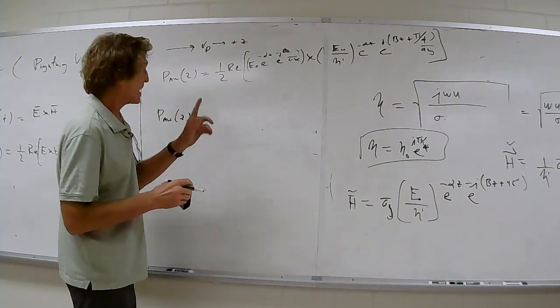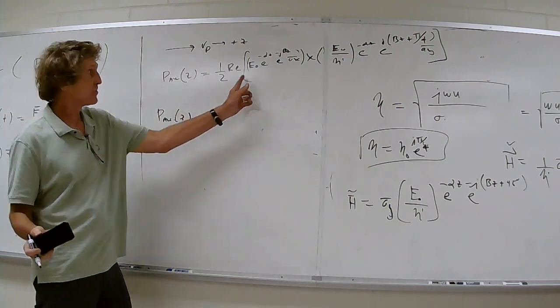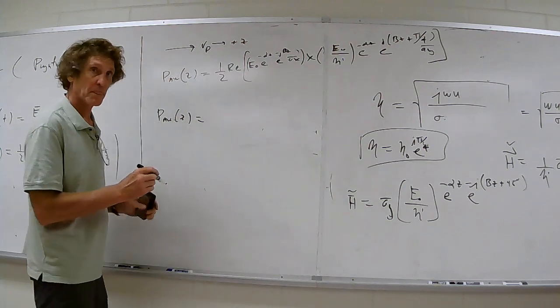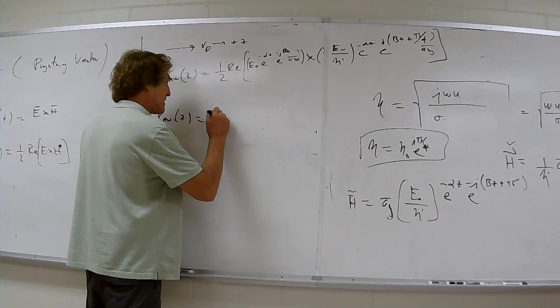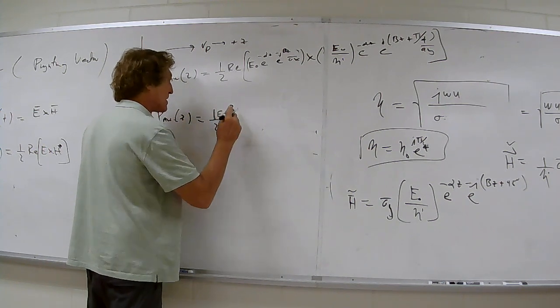All right, first I got a 1/2. That's going to stay. You'll notice I have E naught twice, right? So I'm going to have 1/2. I'm going to have E naught squared.